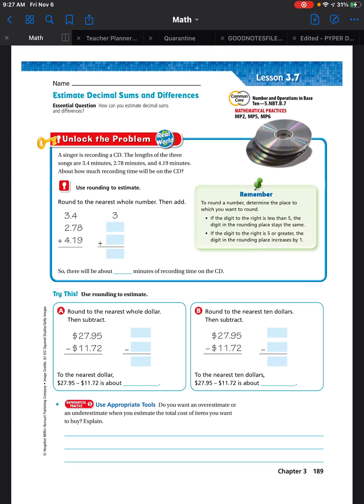Hi guys, today we're going to do lesson 3.7 and we're going to go over estimate decimal sums and differences. So we're looking at page 189 in your workbooks.